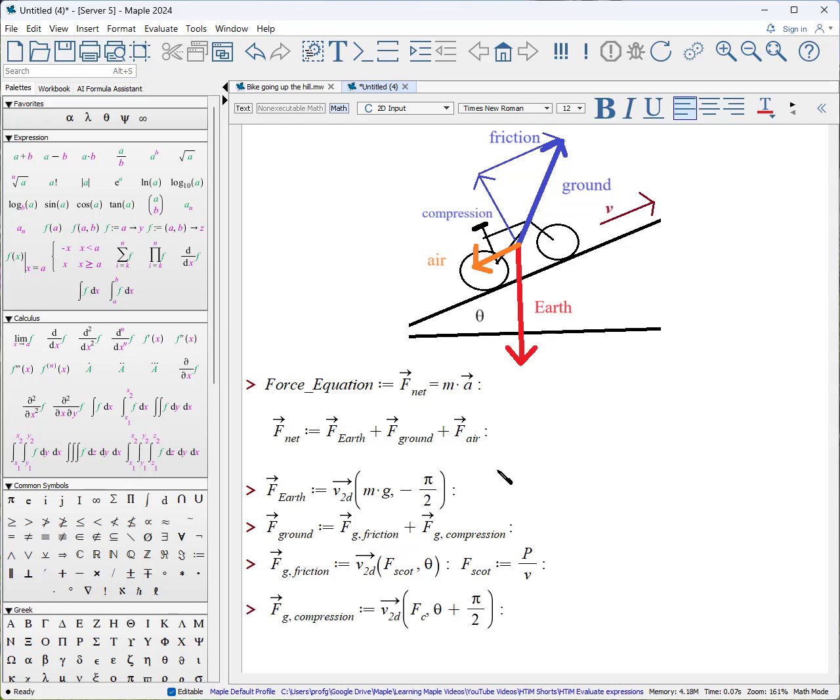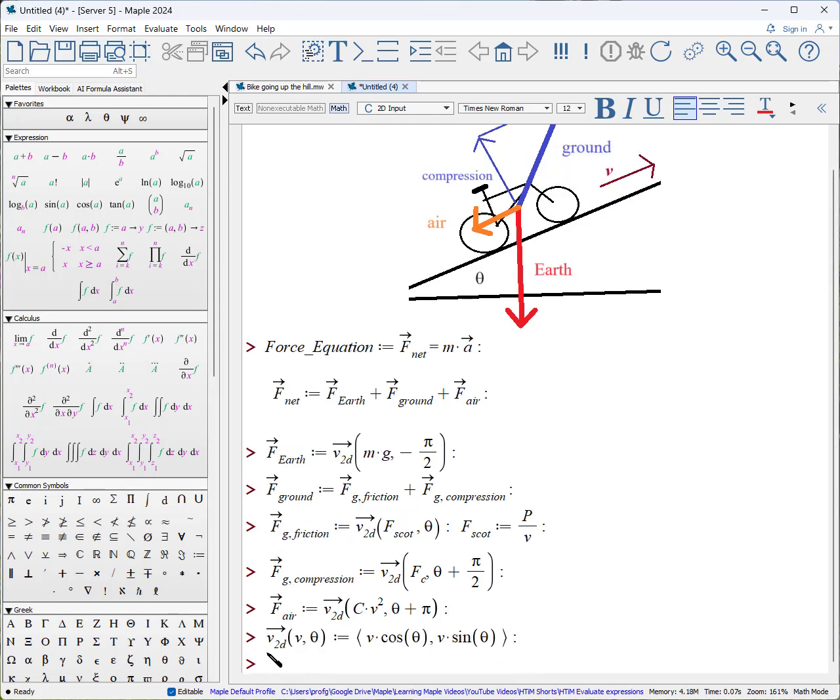The force of the ground is a compression force. It is some value that we don't know. Its angle is theta plus pi over 2 radians. And finally, what is the force of the air? The force of the air, again, is a 2D vector. Its magnitude is some constant times the speed squared. Its angle is, again, theta plus pi radians.